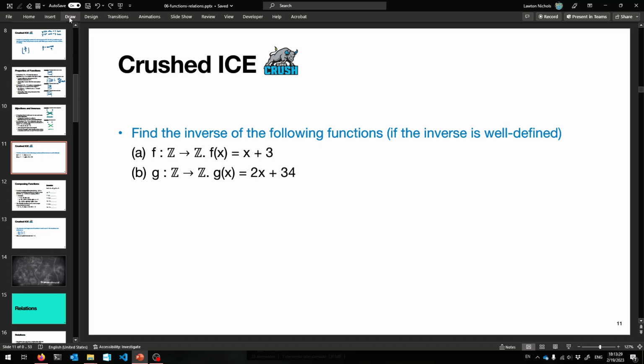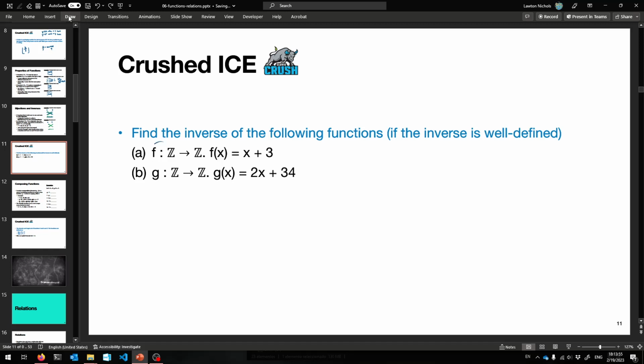So here are two functions. f goes from integers to integers, and f of x is equal to x plus 3. And then here is g. Do it for both. g again takes integers to integers, and g of x takes any x to 2 times x plus 34. All right, so see if you can find an inverse of either of those. Maybe both.